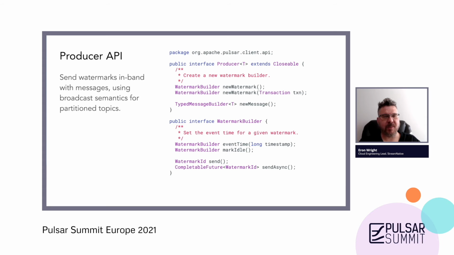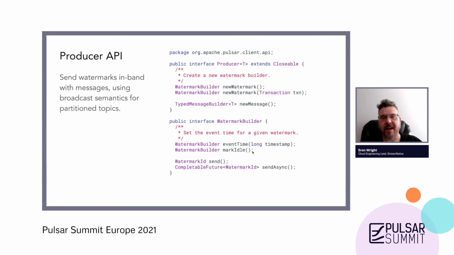Let's take a look at the proposed API. From a producer perspective, the API is extended to emit watermarks in line with messages. This means a new watermark builder is introduced into the API. A watermark consists of an event time. That's it. There's no payload beyond that. Also, the interface supports idling the producer.